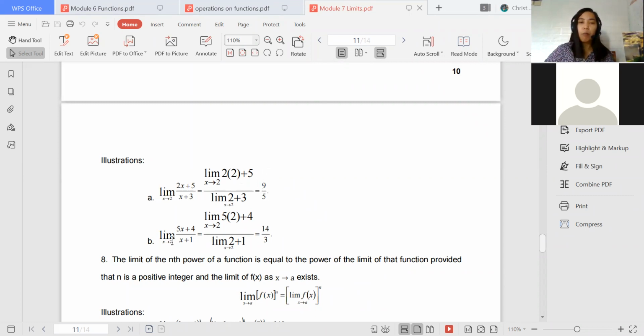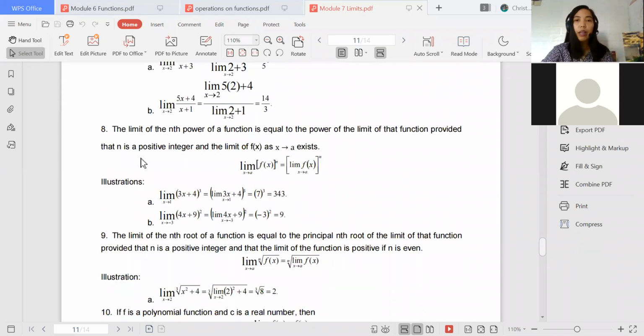Okay, another example or illustration, the limit of 5x plus 4 over x plus 1 as x approaches 2. When we do direct substitution, 2 plus 1, the answer is 3. So we can use direct substitution. And the answer is 5 times 2, it's 10 plus 4, it's 14 over 2 plus 1, that is 3. So the limit of 5x plus 4 over x plus 1 as x approaches 2 is 14 over 3 or 14 thirds.